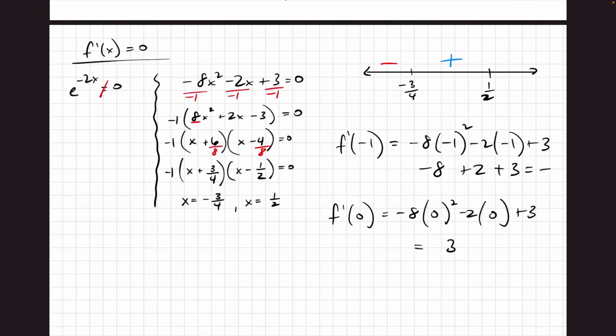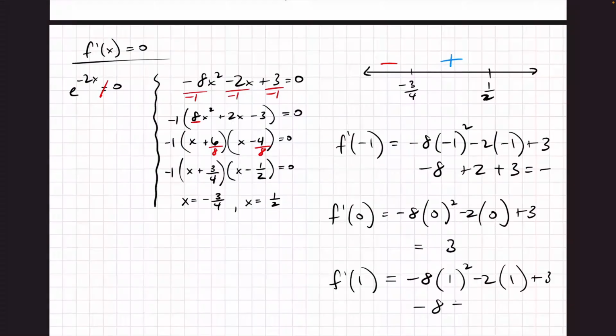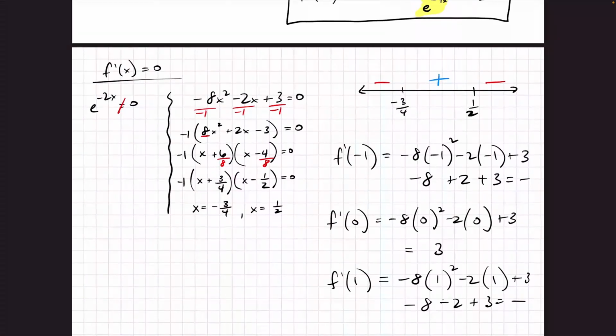Positive 1 is going to be a similar answer to negative 1. Will there be any differences? The 2 will be negative, so it's negative 8 times 1 squared minus 2 times 1 plus 3. So you get negative 8 minus 2 plus 3, so that's a negative. Okay. Decreasing, increasing, decreasing.